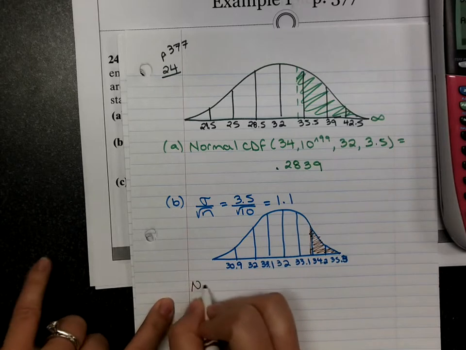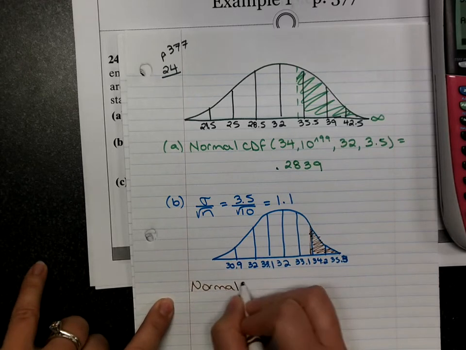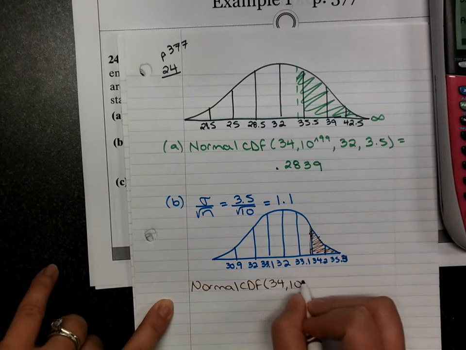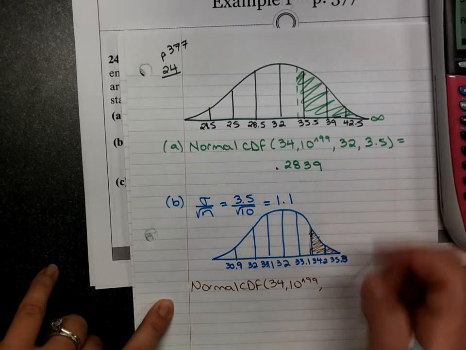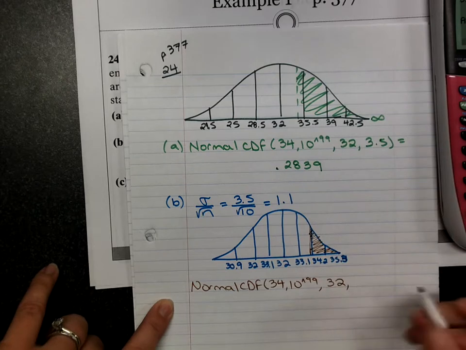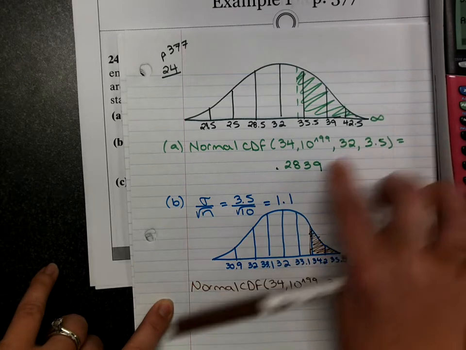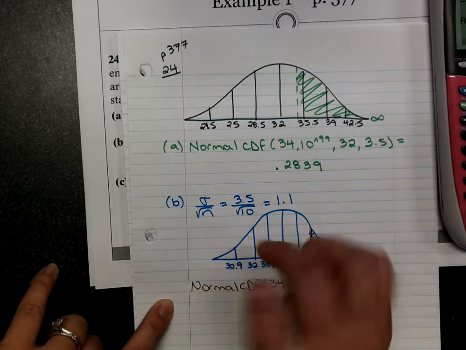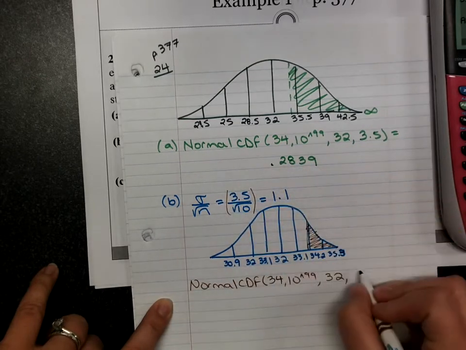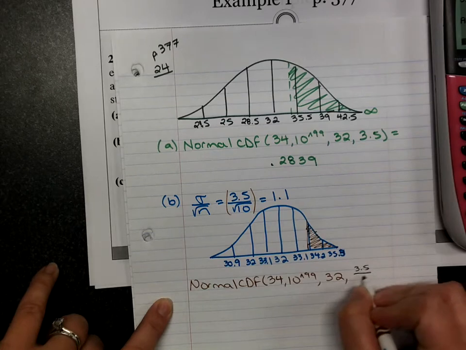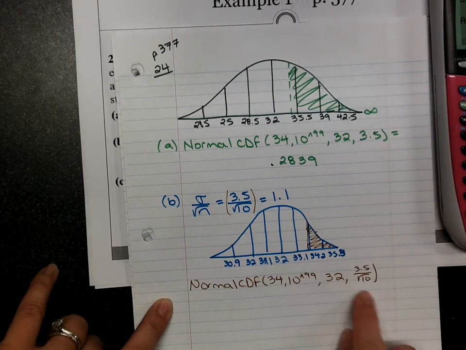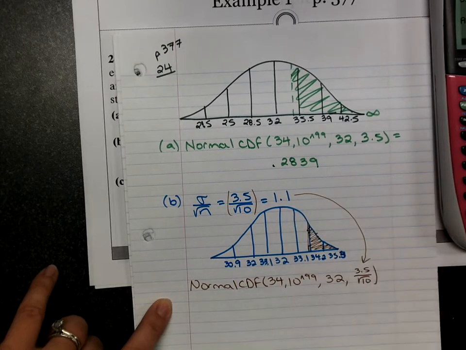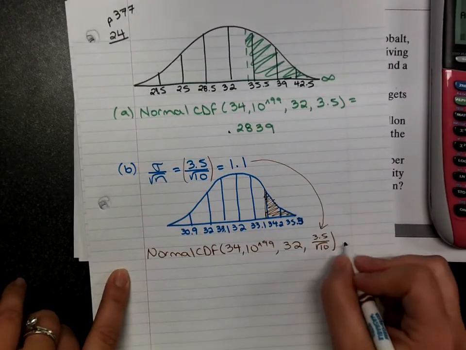So I'm still going to run a normal CDF. My lower bound is still going to be 34. My upper bound is still infinity. My mean stays the same. But this time my 3.5 just became 1.1. Now in the calculator I would put this calculation. I would not round. So 3.5 over radical 10. I would not use the rounded value, but that is approximately 1.1. And let's see what that gives us.